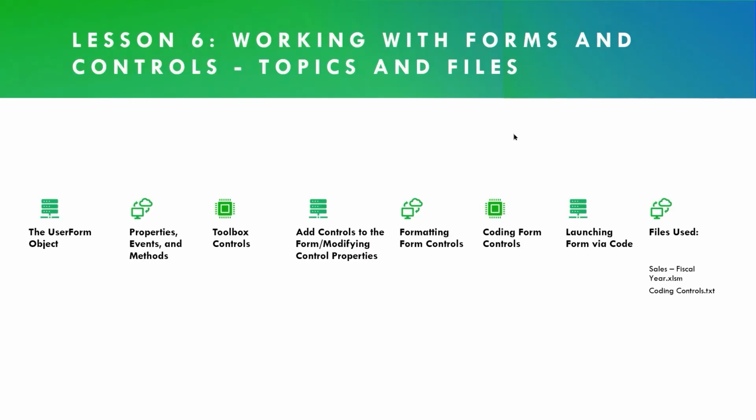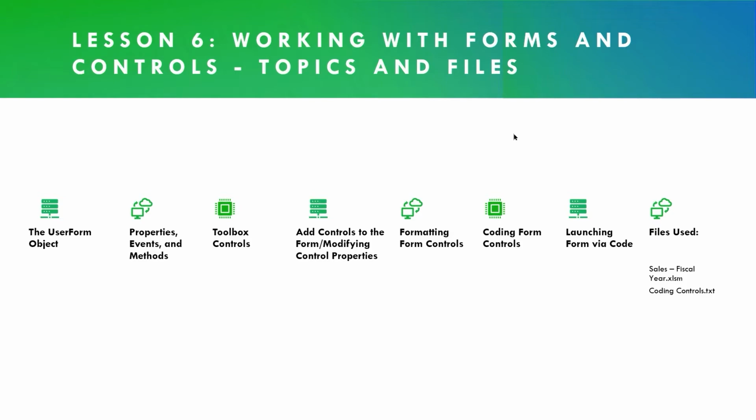Now we're going to get started with Lesson 6, Working with Forms and Controls. We have several topics to cover in this lesson. You're going to start learning about the UserForm object and then its properties, events, and methods. There's a toolbox we'll be using to add controls to the UserForm. We'll go over what kind of controls we'll be able to access from the toolbox. We'll be adding controls to the form and modifying the control properties, formatting the controls, and then we're going to apply code to the controls to determine what their use is going to be. Finally, you'll learn how to launch the form via code.